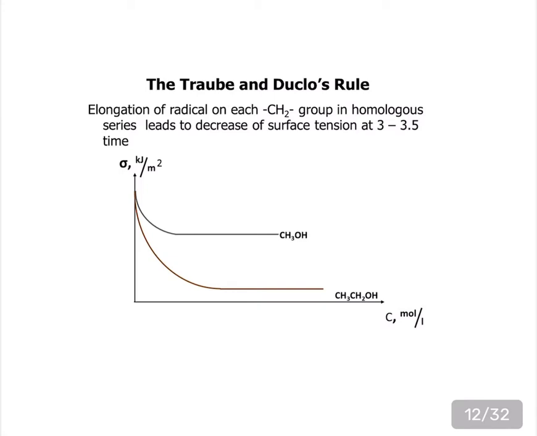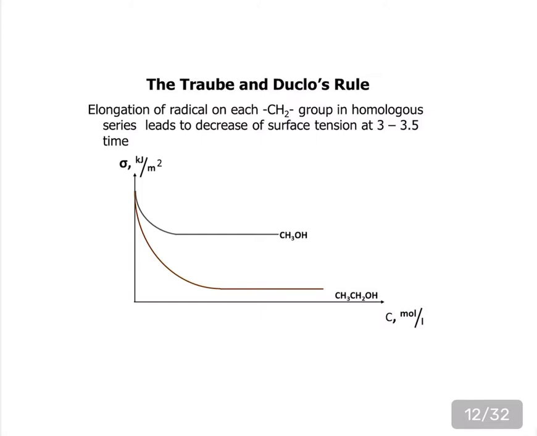So it says that elongation of the radical on each homologous difference, or CH2 group, leads to a decrease of surface tension at three or three and a half times.